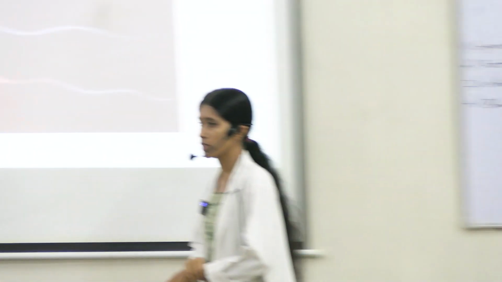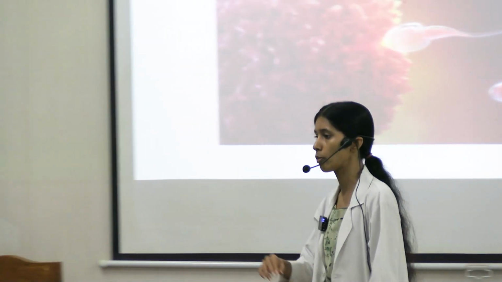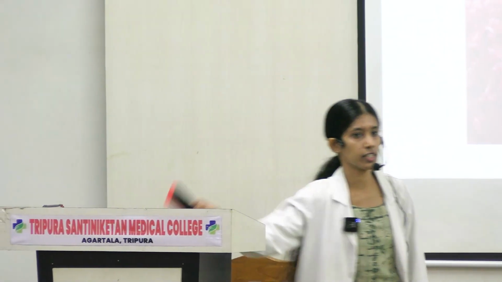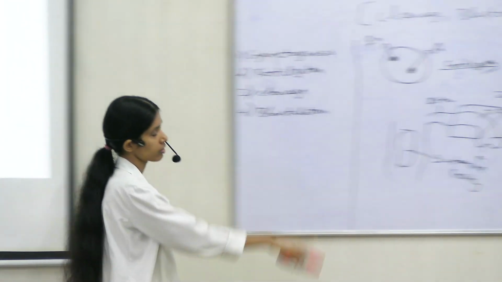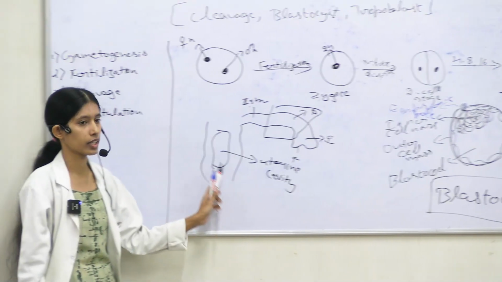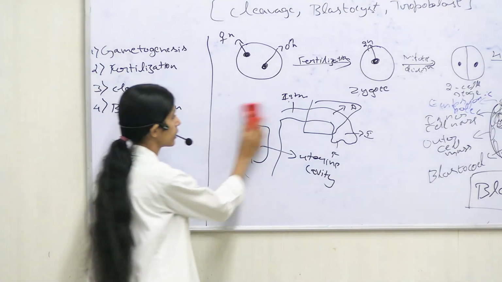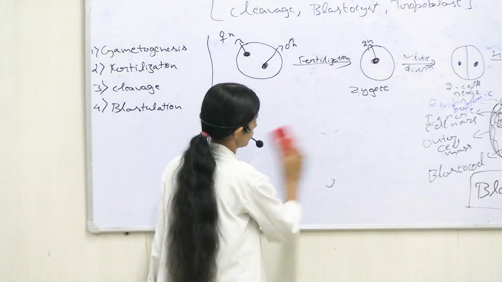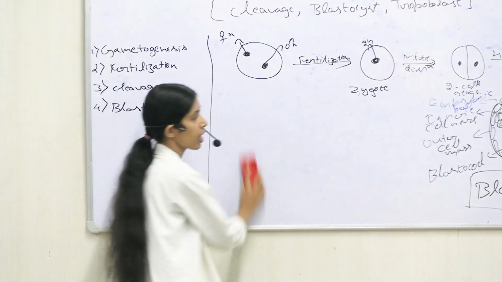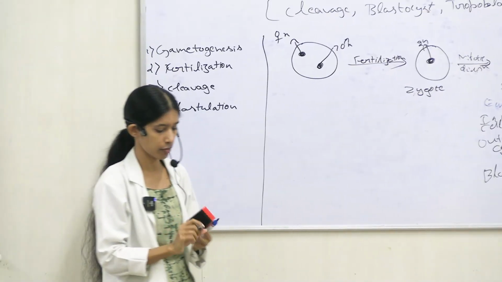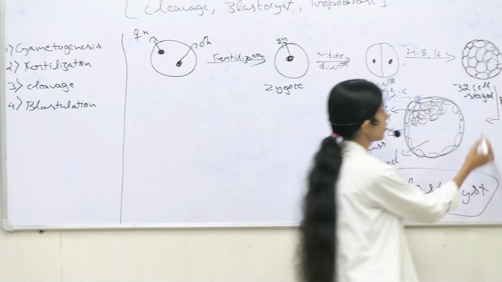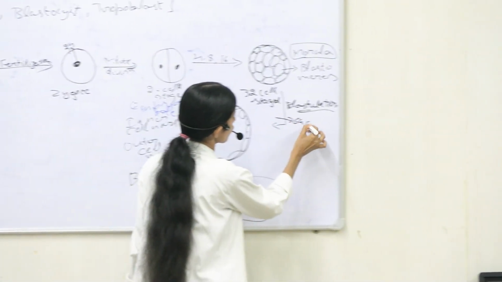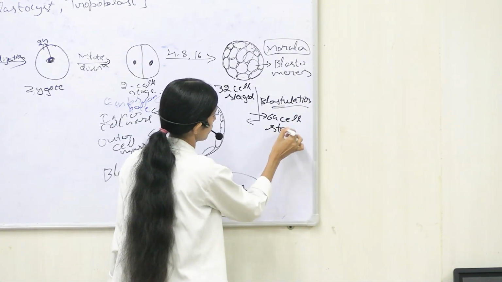Okay, so the division does not stop at the 16 cell stage or at the morula stage. Remember this point. When the zygote reaches your uterine cavity, it will be in the 32 cell stage. After reaching the uterine cavity, your 32 cell stage will undergo one more mitotic division to give us the 64 cell stage.